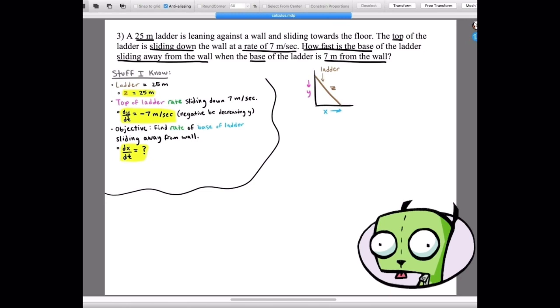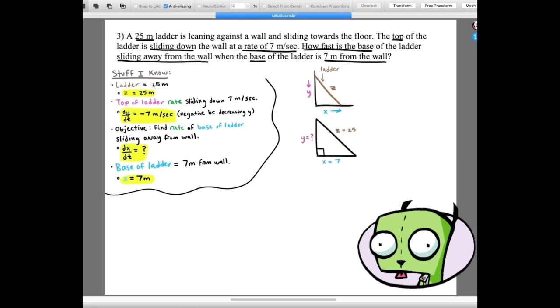Our objective is to find the rate of the base of the ladder sliding away from the wall. Because the base of the ladder is by the floor, x would be involved. So the change in x with respect to time is unknown. Last but not least, we are told that the base of the ladder is 7 meters from the wall. If you look at the drawing, we can see that the base of the ladder from the wall, x, would equal 7 meters.